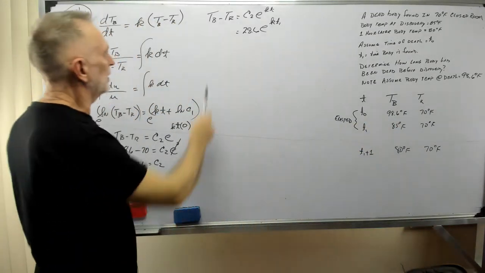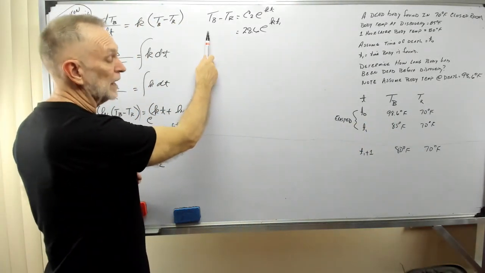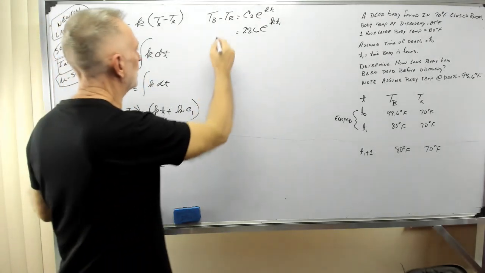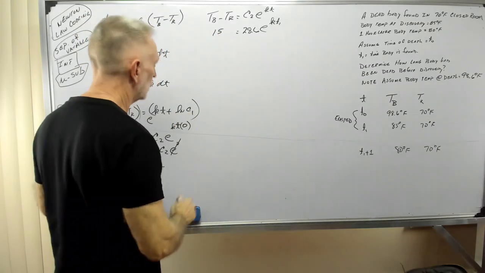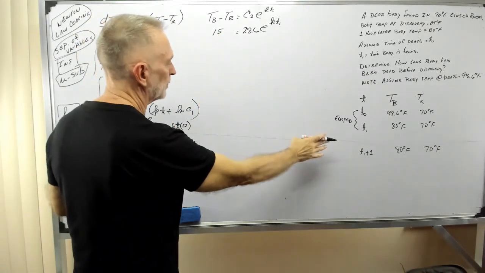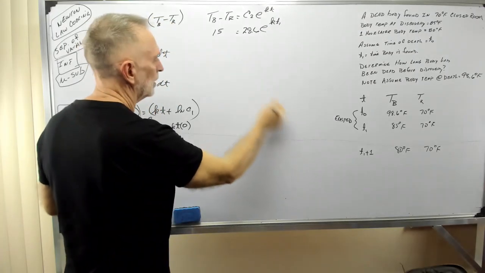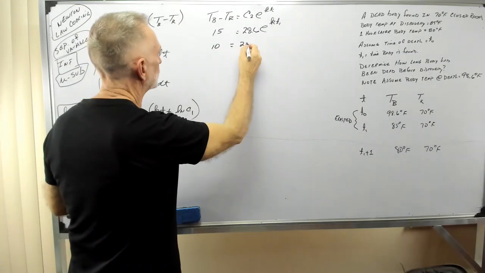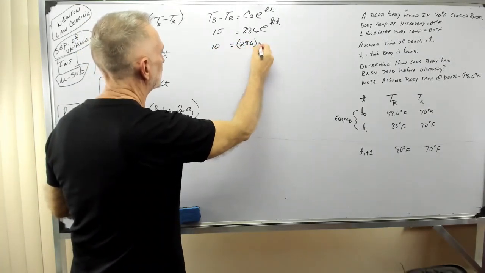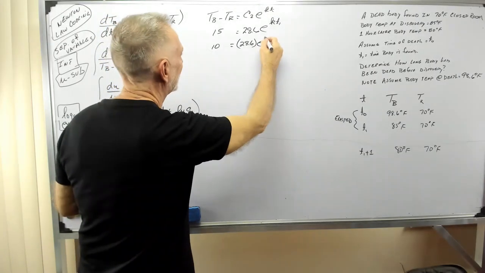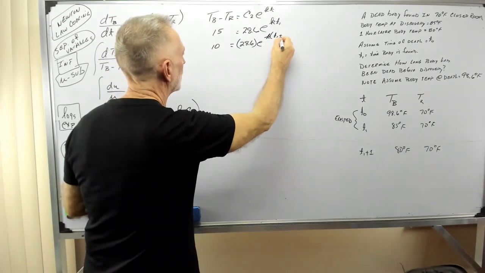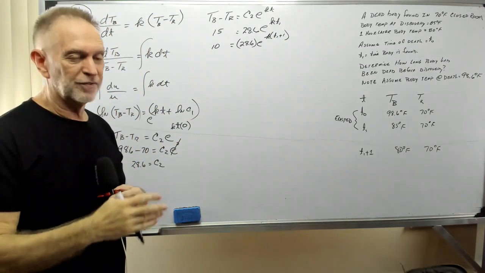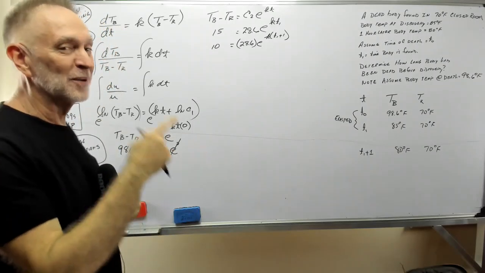85 minus 70. The body temperature at T1 was 85. The room temperature is 70. 85 minus 70 is 15. Okay, let's do the same thing here at t1 plus 1. I have 80 minus 70 is 10, and that equals C2 times e to the k t1 plus 1. You could say t2, but you'll just eventually have to change that to t1 plus 1.